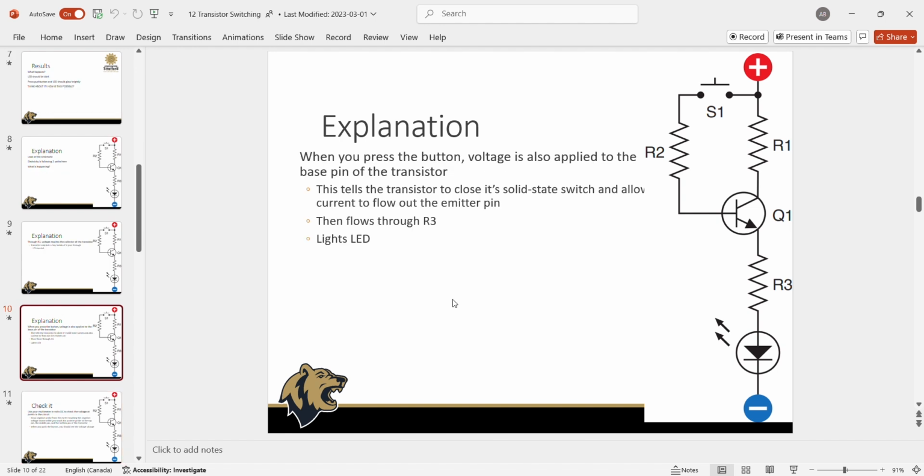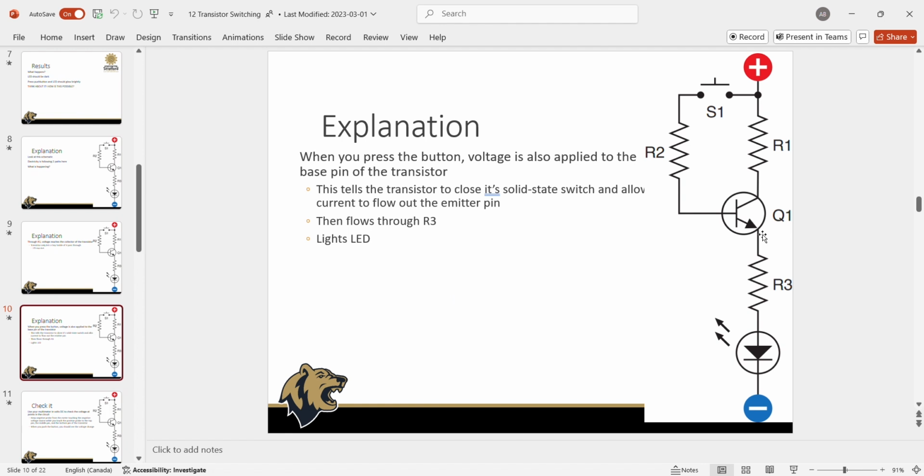That tells the transistor to close, like it's essentially got a solid state switch inside that makes a connection between the collector and the emitter, and then that little tiny bit of current is enough to make the connection between the collector and the emitter, and that allows the LED to glow brightly. So it's a pretty impressive little switch. This is essentially an automated switch.